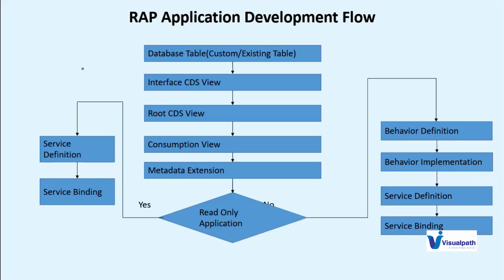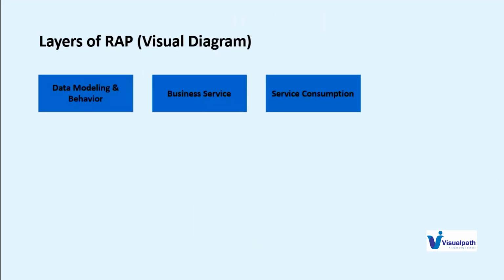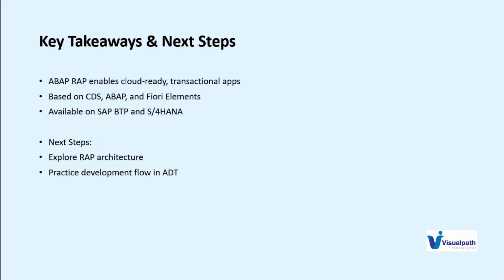And the RAP framework has two different scenarios, managed and unmanaged, that we will talk about in our training sessions. Then comes the layers of RAP visual diagram that we have already discussed: data modeling and behavior, business service, service consumption. So let's go to the next slide. And yeah, these are the key takeaways and next steps. ABAP RAP enables cloud-ready transactional apps based on CDS views, ABAP and Fiori elements, available on SAP BTP and S/4HANA. The next step is to explore RAP architecture and practice the development flow in ADT. So this was all about the presentation, the concepts, or you can say the overview.